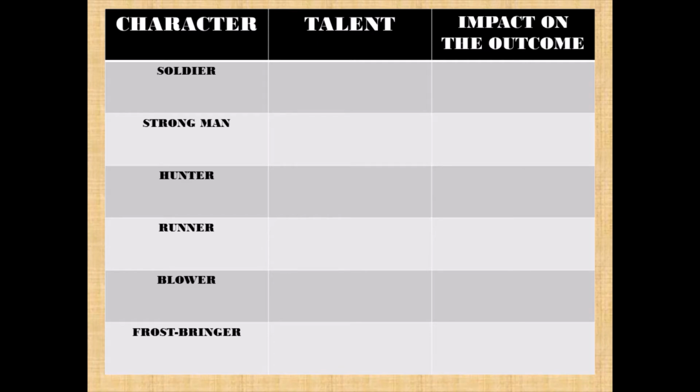And we have several main characters. The first one is the soldier. Second one is the strong man who could lift 6 trees with his bare hand. And next one, the hunter. Next, runner, the blower, and the frost bringer. Now, you are going to identify each character's talent and you're going to write it in the second column. And in the third column, you're going to identify their talent's impact on the outcome or the end of the story.